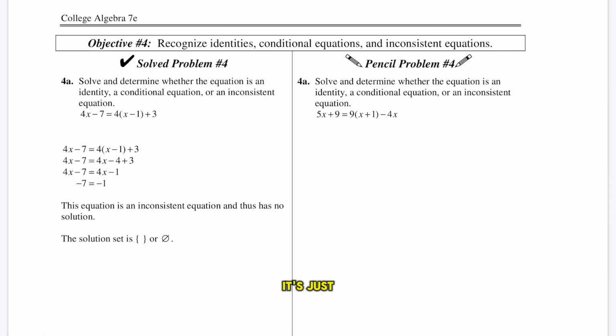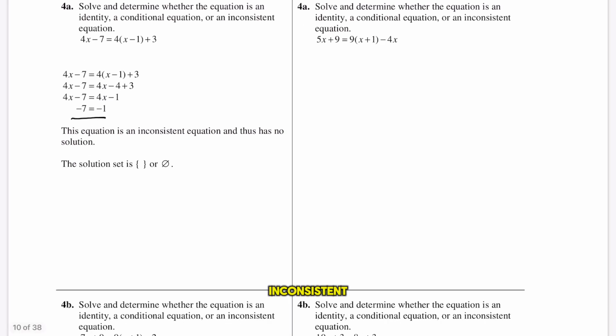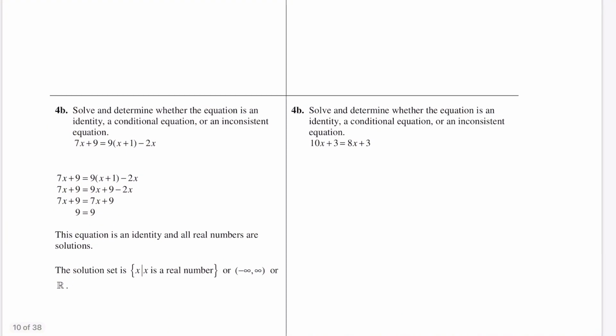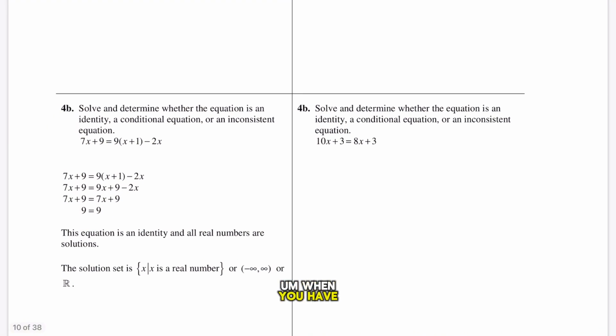Same thing here. It's just conditional because -7 does not equal 1. So the solution set is empty, meaning it's just not there. Inconsistent. When you have an identity, so here you see that 9 is equal to 9. So the solution set is all real numbers, which is denoted here.